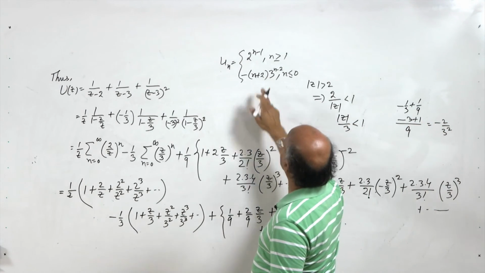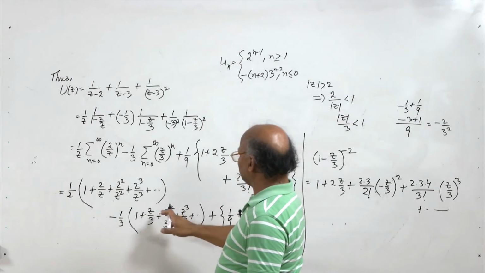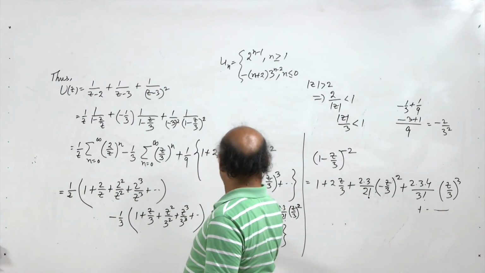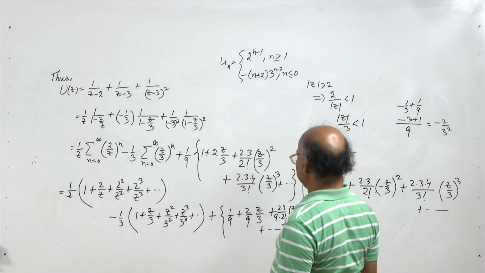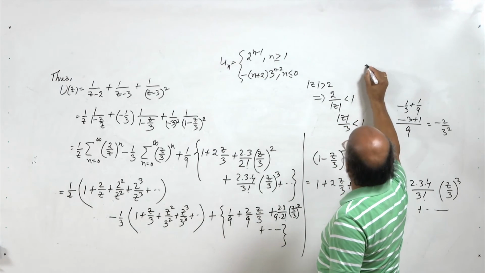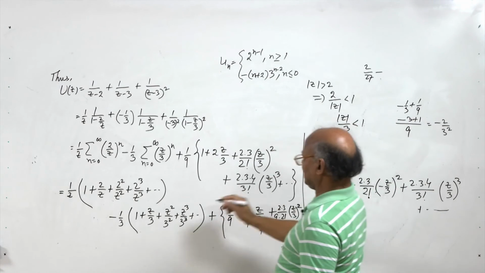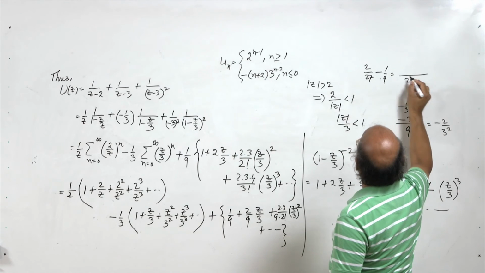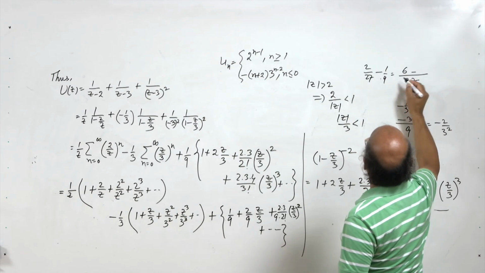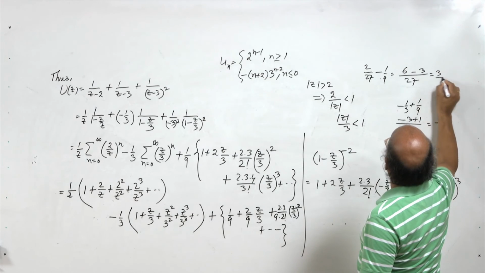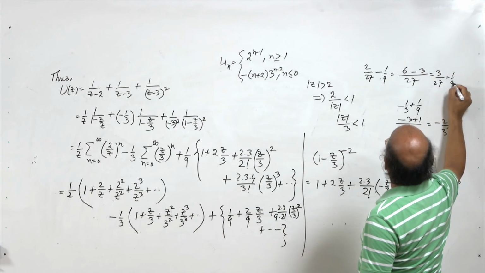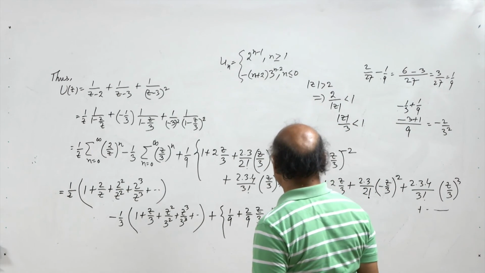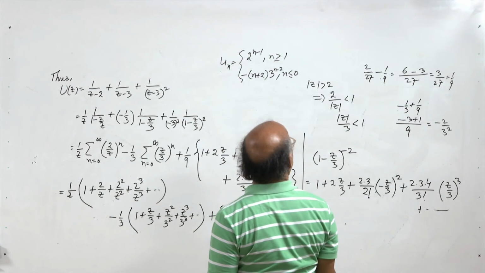So, here also we get minus 2 over 3 square, and the coefficient of z here is minus 1 by 3 square, and here it is 2 by 3 cube. So, the coefficient of z is 2 by 27 minus 1 by 9, which is 6 minus 3. So, we get 3 by 27 or 1 by 9, and here we get 2 by 27 minus 1 by 9.